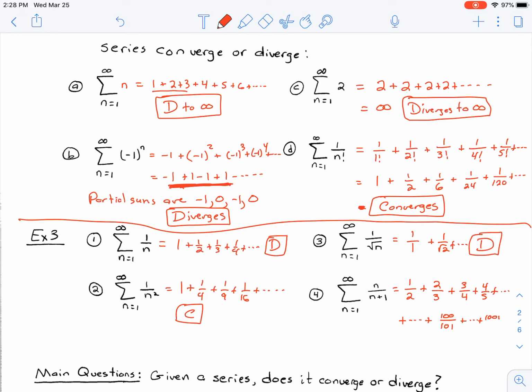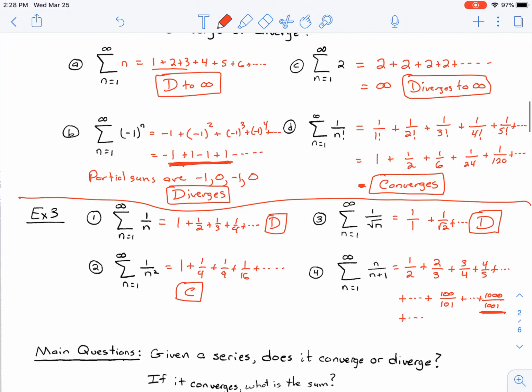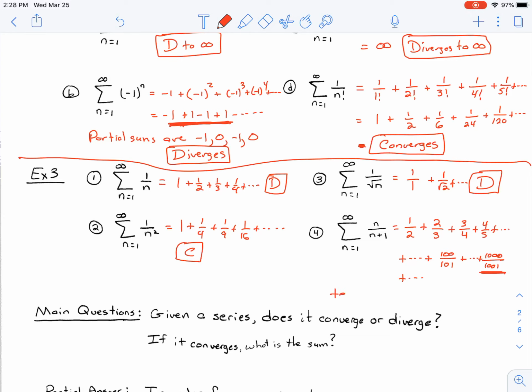1,000 over 1,001. So as n grows large, the numbers that you're adding on to here, the terms are approaching 1. So that means that if we keep adding 1 onto it repeatedly, or something that's essentially 1 repeatedly, the sum is going to diverge to infinity.